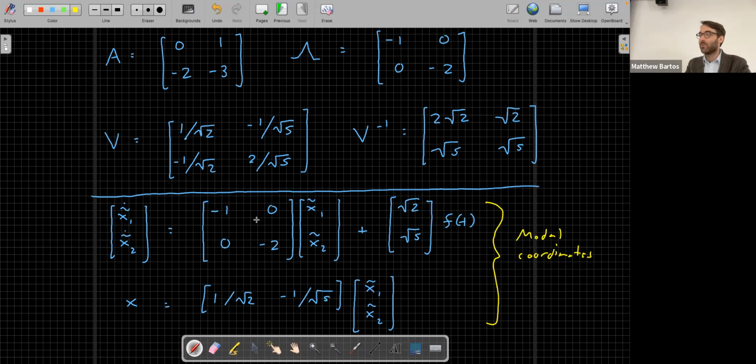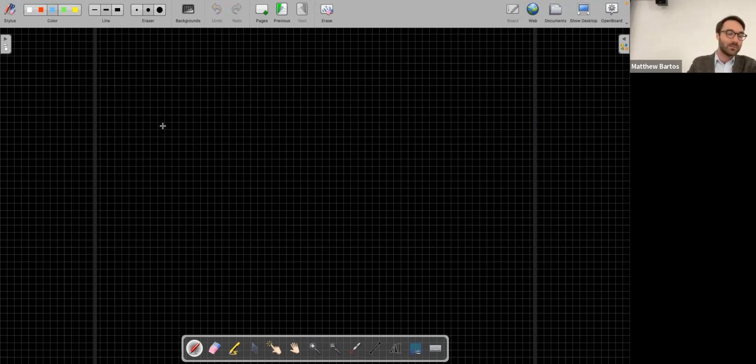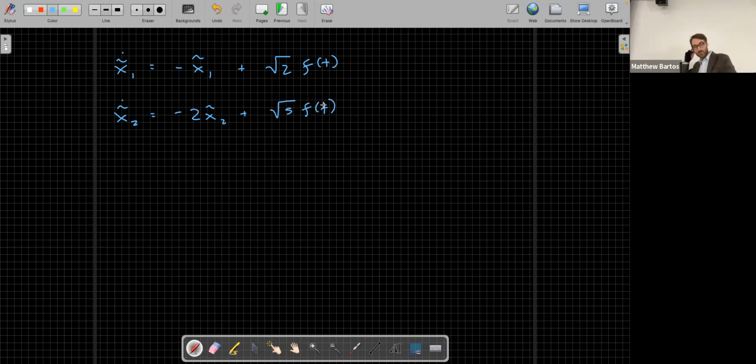And that means that the two equations are uncoupled. So we have an uncoupled system of equations now, meaning that we can, in theory, go and solve each one of these equations individually, right? So we have that x1 tilde dot is equal to negative x1 tilde plus root 2 f of t. And we have x2 tilde dot is equal to negative 2 x2 tilde plus root 5 f of t. So both of these are just ordinary differential equations that we know how to solve. They're linear ordinary differential equations that we know how to solve.